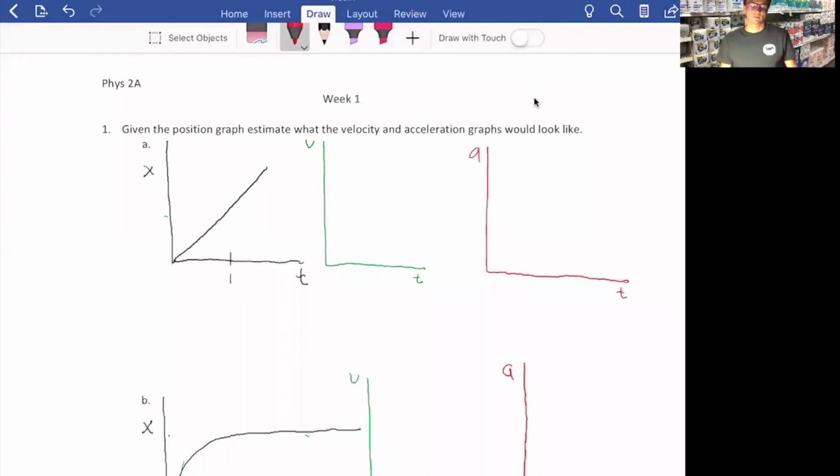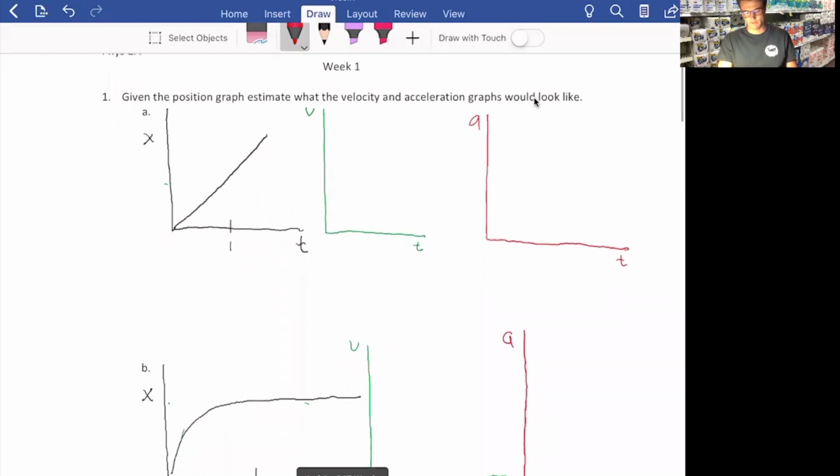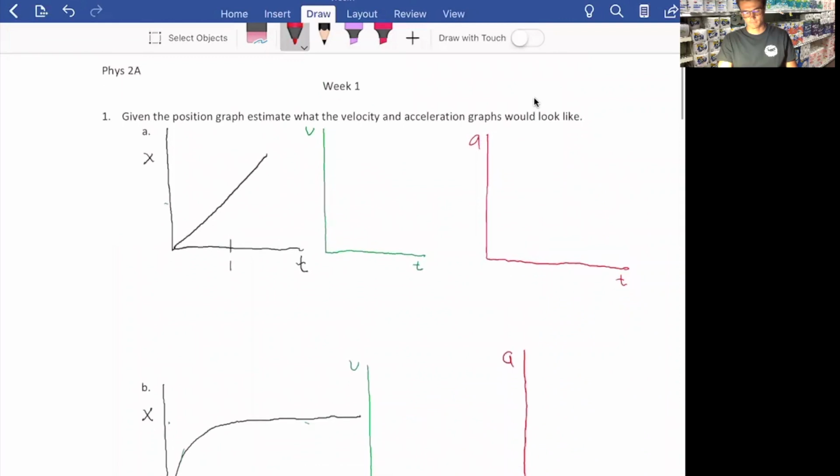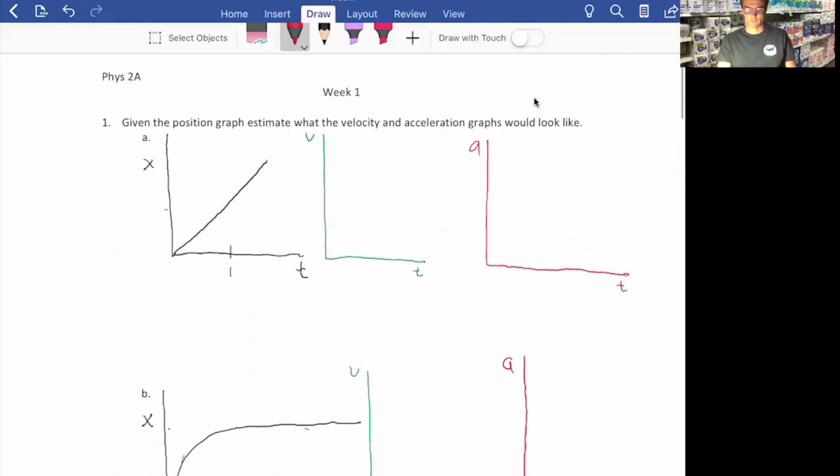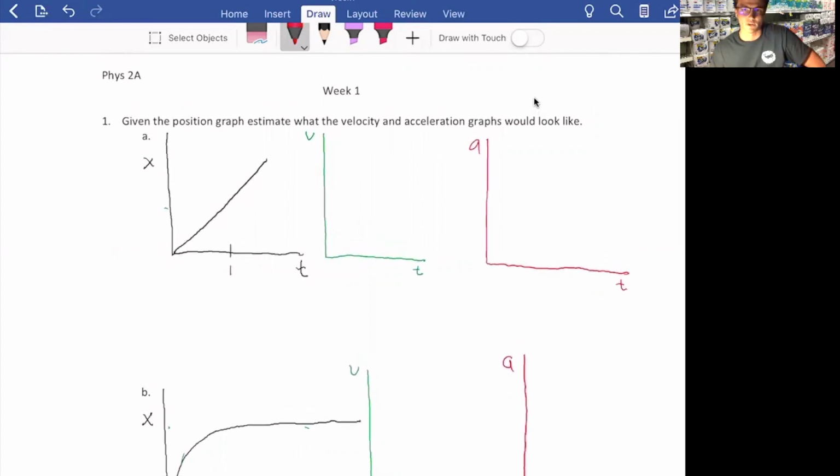What's up, guys? So we're going to go over the worksheet for week 1, just basics of velocity, acceleration, and we're going to use those 5 equations that we learned throughout this past week, and we're going to talk about free fall and all that good stuff, right? Those constant acceleration equations and then free fall.